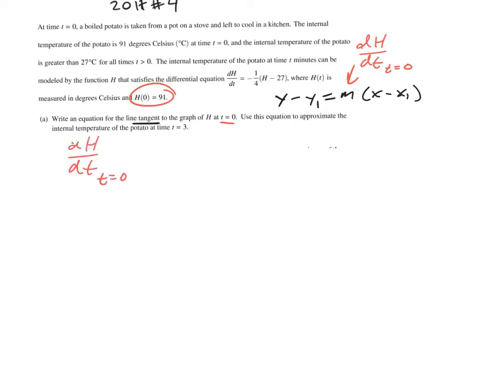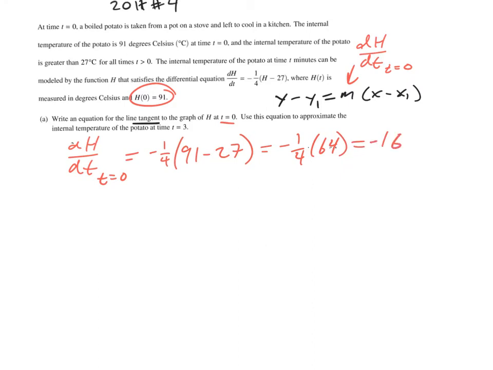when t equals 0. Well, they gave us the equation for dh dt, so let's just plug in 0 for t. The only problem with that is there's no t in your equation, right? There's just an h, but we know what h is when t is 0. So really, we're plugging in a 91 for h. We're not really plugging in a 0 for t. We're just plugging in a 91 for h because that's what h is when t is 0. So what does that look like? That looks like negative 1/4 times 91 minus 27, and we just got to simplify. 91 minus 27 is 64, so I got negative 1/4 of 64, which is negative 16.